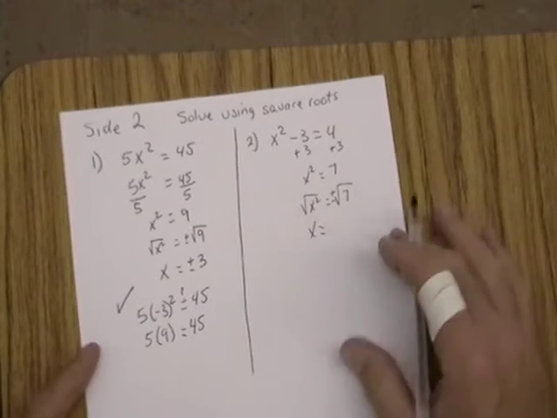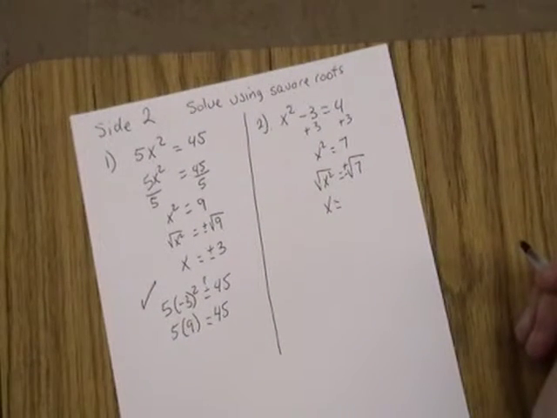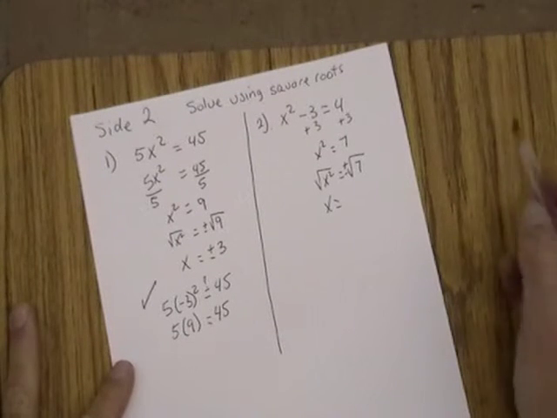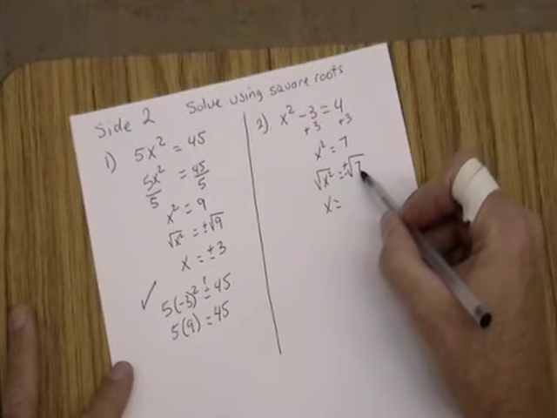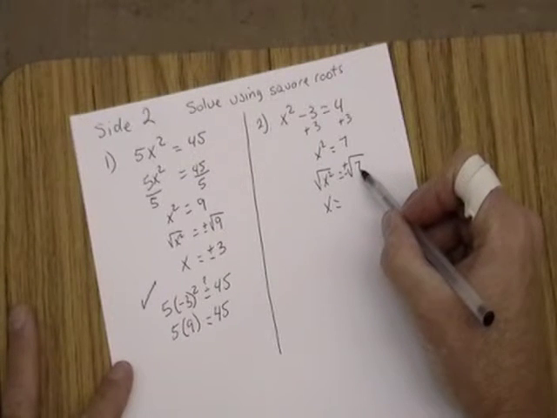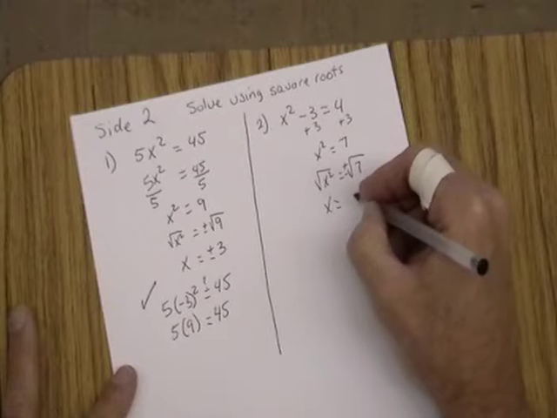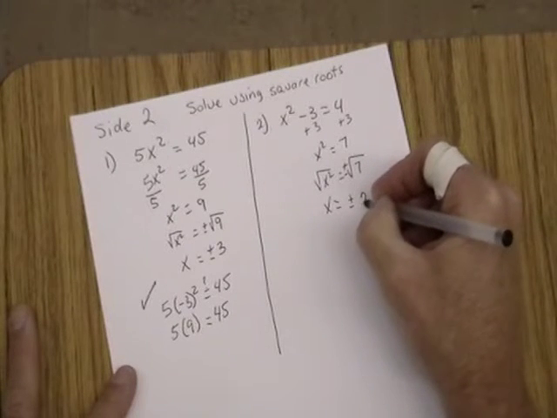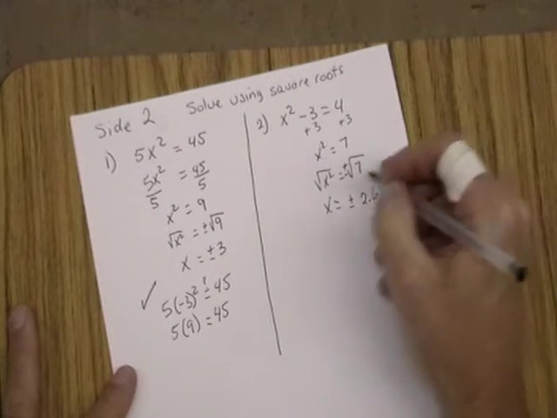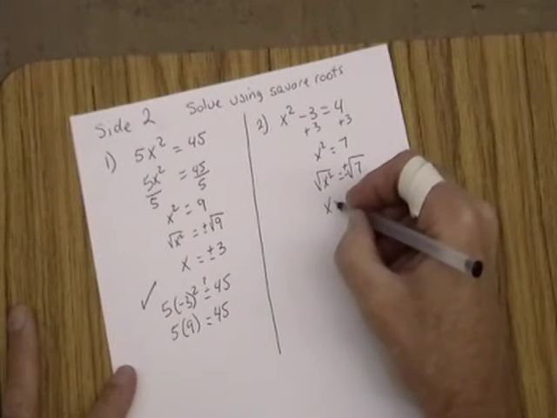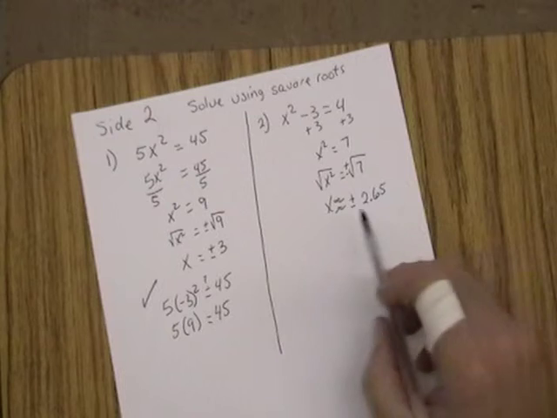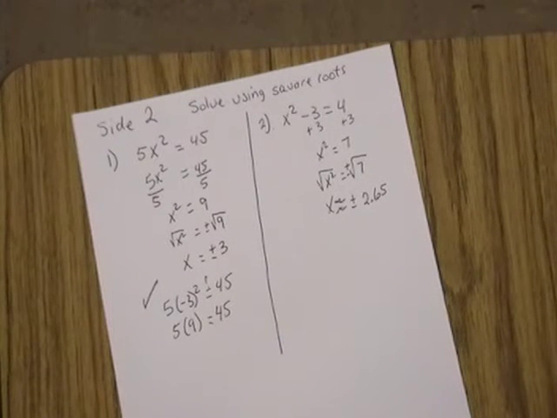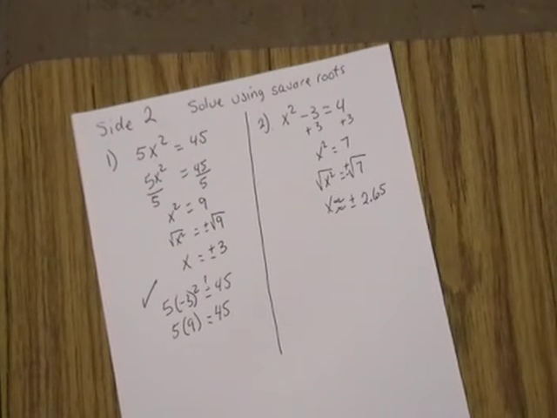Now the instructions were to round your answers to 2 decimal places. And so by instructions, we should actually find the square root of this. And so that would be a positive or negative 2.65. And it's really an approximation, so we can change this equal sign to an approximation sign. Okay, so that's number 1 and 2.